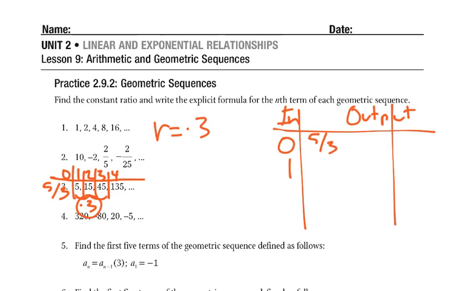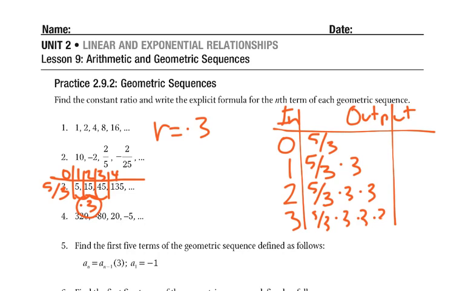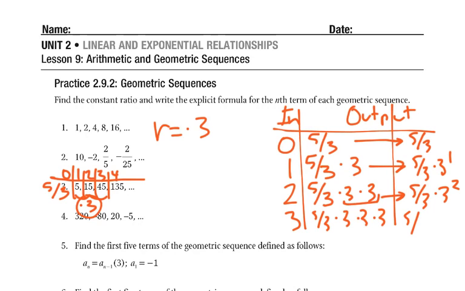The first number in our sequence, 5/3, how does it become 5? Well, we times by 3. The second, how did it become 15? Well, we took 5/3 times 3 times 3. How did it become 45? 5/3 times 3 times 3 times 3. So we keep multiplying that. And then in our shortcut, that's 5/3 times 3 to the first. That's 5/3. Repeated multiplication is power times 3 squared. 5/3 times 3 cubed. So we see this number right here corresponds with the inputs.